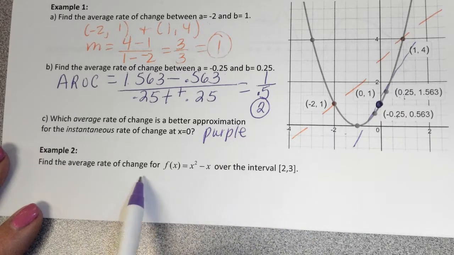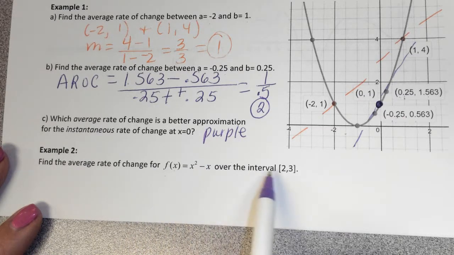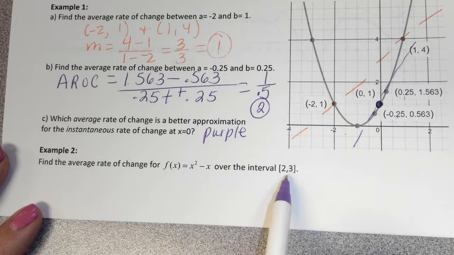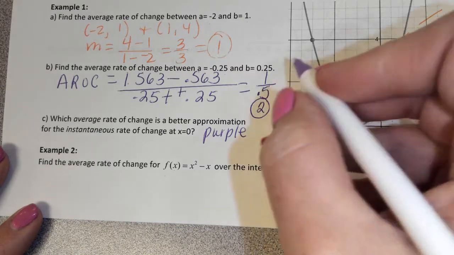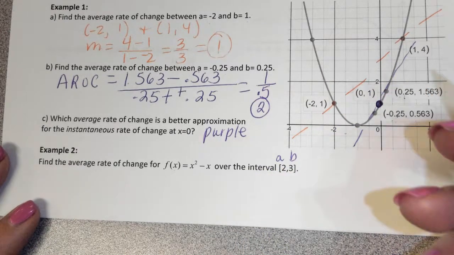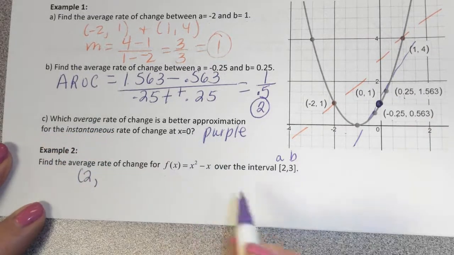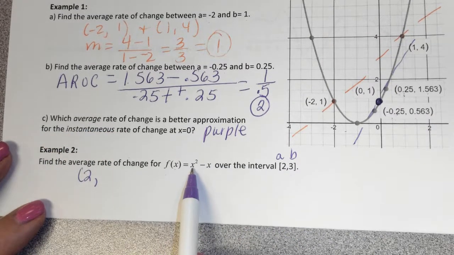So now this is a completely different problem. It says find the average rate of change for f of x equals x squared minus x over this interval. These are x values. So this is saying from when x equals 2 to x equals 3. You can also think of this as being the a value and this is the b value. So we need to find those values. If I plug in 2 into f of x, what are we going to get?